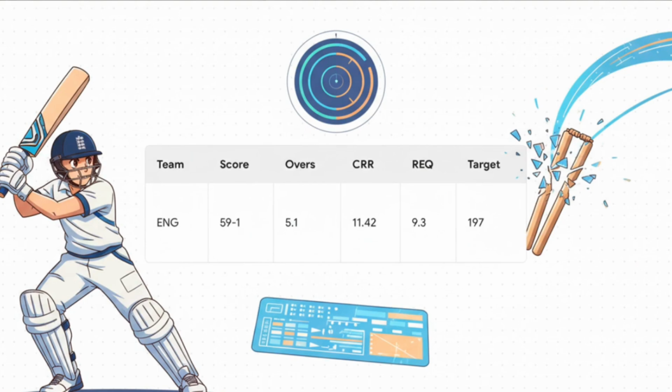ENG 59-1. Pretty straightforward, right? That means England, who's batting, has scored 59 runs, and that little -1 you see? Yep, that's the one wicket they've lost. That's Phil Salt's dismissal we just decoded. But what about all those other abbreviations?